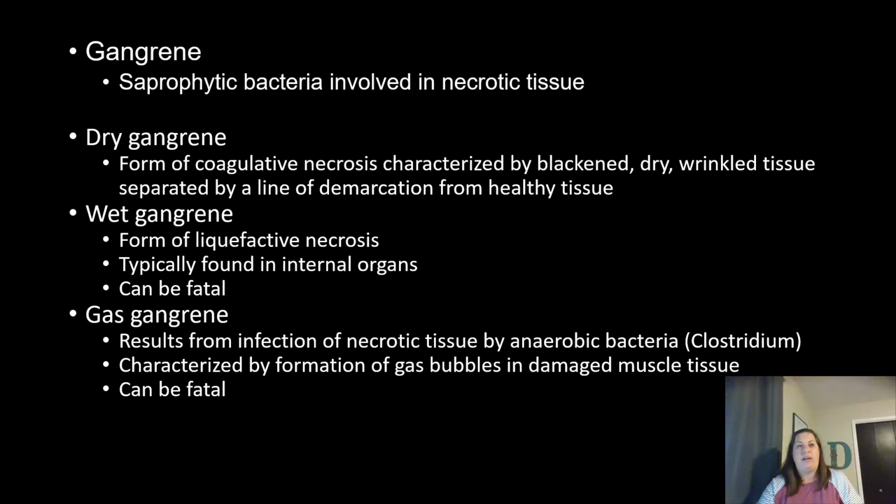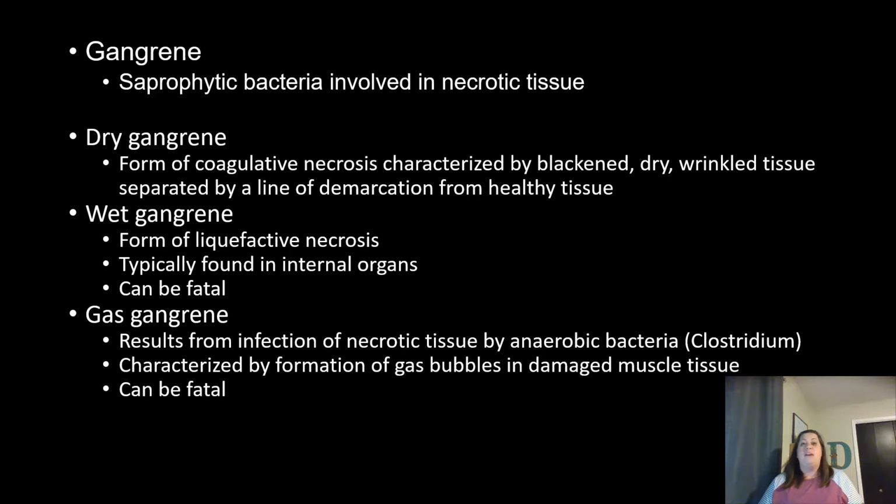There's dry gangrene. Dry gangrene is from coagulative necrosis. Coagulative necrosis means we've stopped blood flow. This is characterized by blackened, dry, and wrinkled tissue. Okay, they're separated by a line, okay, where we can see healthy tissue on one side and the dead, dry tissue on the other. On the other hand, wet gangrene is the liquefactive necrosis.